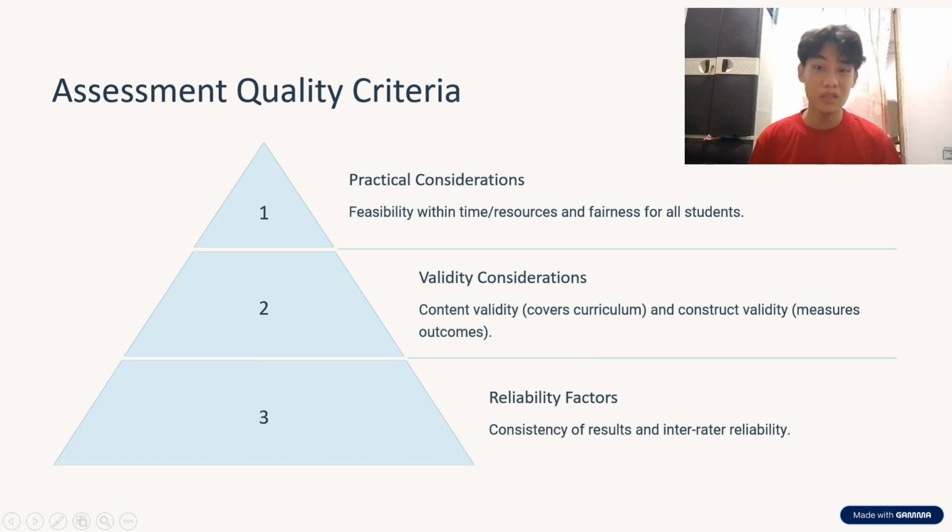Then in content validity, for example, if you spend 3 weeks teaching photosynthesis, but your test focuses mainly on plant anatomy, then you're not validly assessing what you're actually teaching.